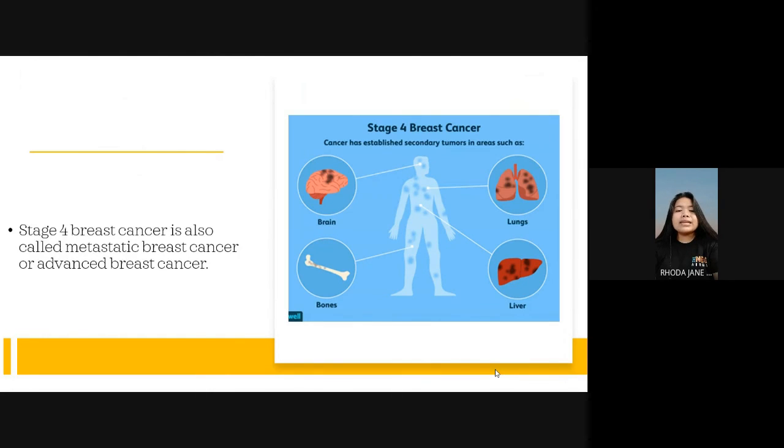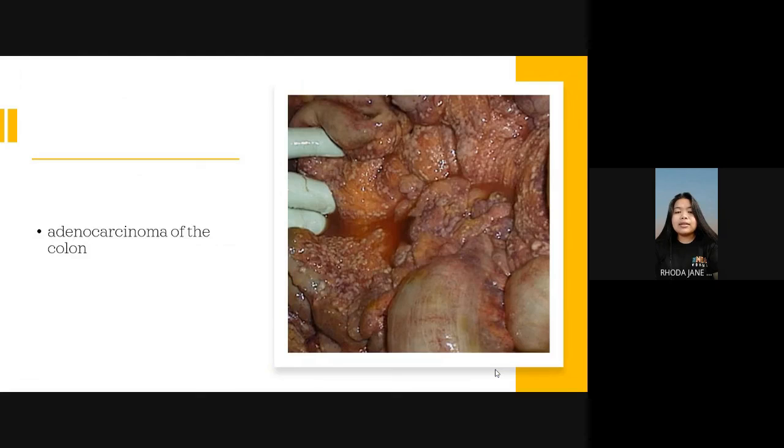Stage 4 breast cancer is also called metastatic breast cancer or advanced breast cancer. Cancer that developed in your breast has spread to other areas of your body. Cancer cells might have traveled through your lymphatic system to your lungs, bone, liver, brain, or other organs.